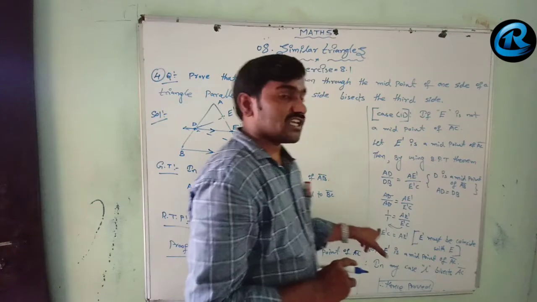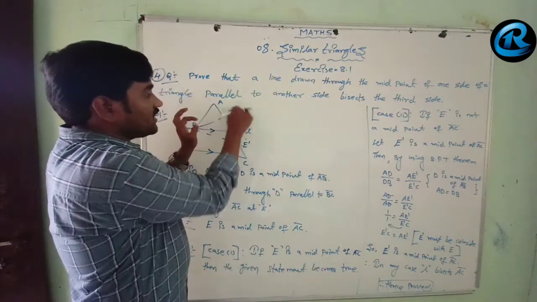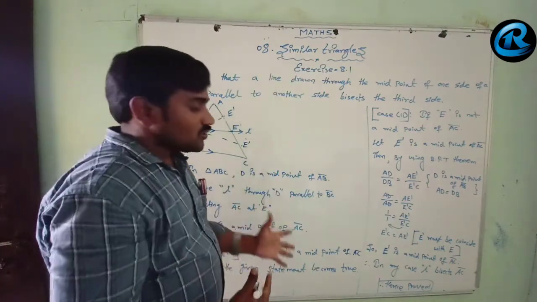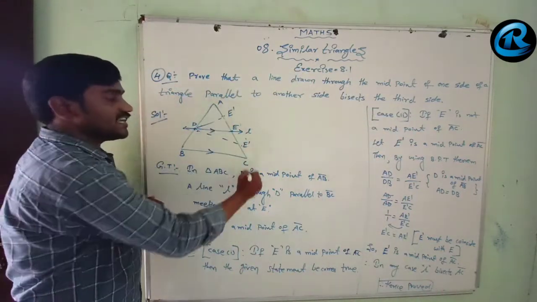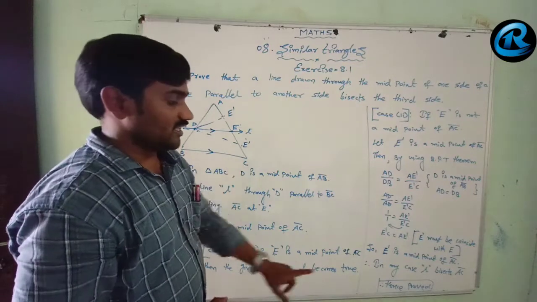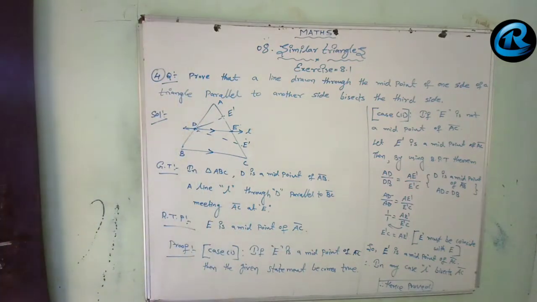The distance becomes equal only when E dash is the midpoint. So in any case, L bisects AC. This L bisects the third side AC. Hence it is proved. The fifth question also will be the same like this only.